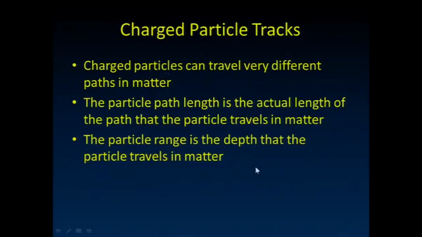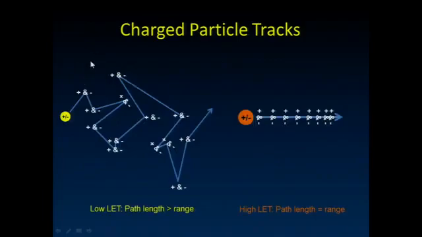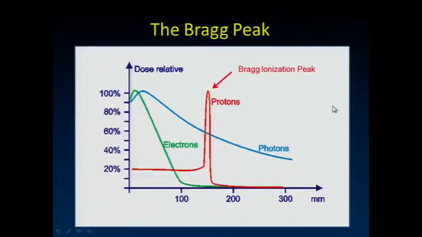They travel very different paths in matter, okay? So the particle path length is the actual length of the path that it travels, and the range is the depth that it travels. So here's the picture I showed you before. Notice this low LET radiation, so this could be an electron, it just bounces around, and it has a very long path length, but its range is quite a bit shorter than that. While high LET radiation, really its path length and its range are about the same. It's that Mack truck when it starts to hit cars on the highway. They all move out of its way. It continues on its path, if you will.